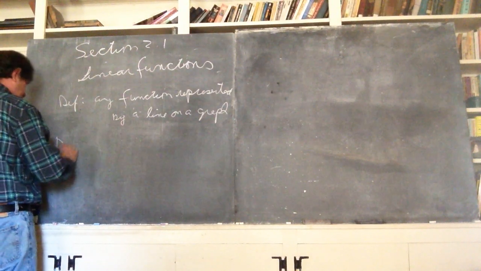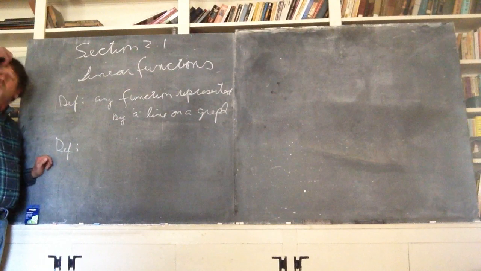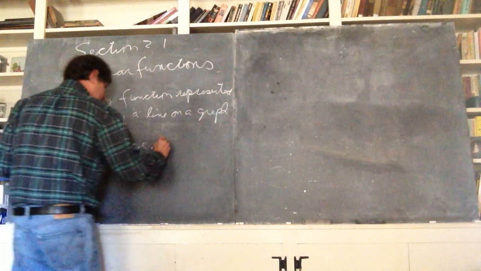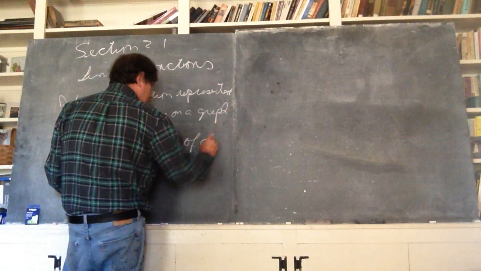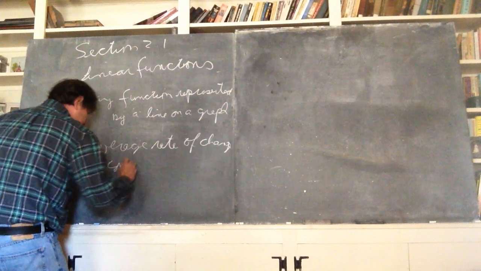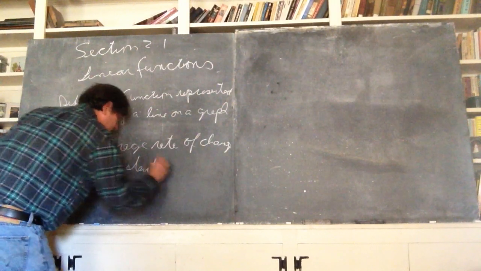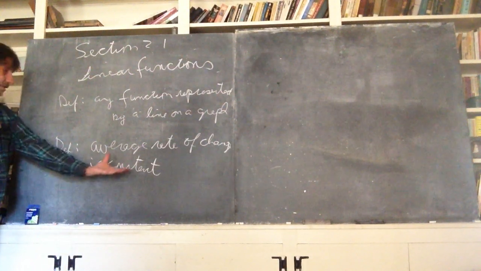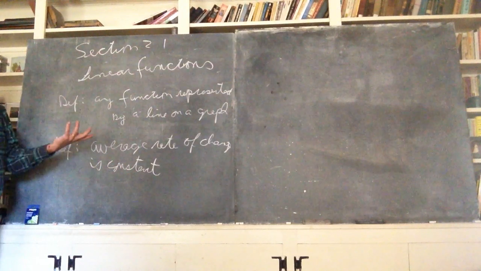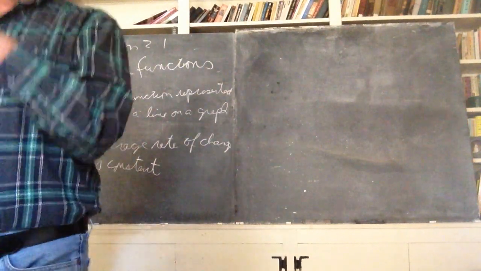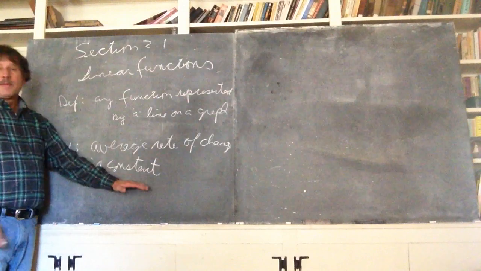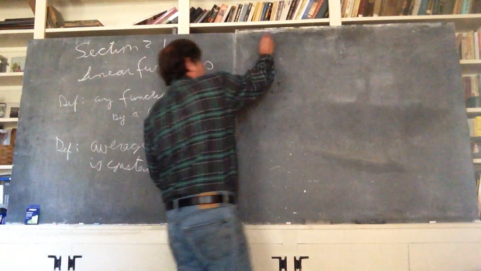Also, there's another definition. A linear function is one whose average rate of change, which we were just talking about, by the way, its slope, is constant. That's a good definition. Any function whose average rate of change is constant over all intervals, over the whole real number system. The average rate of change remains constant. That's called the slope.